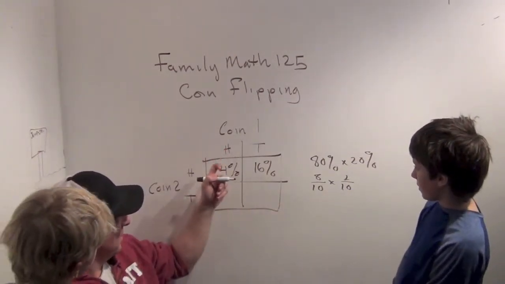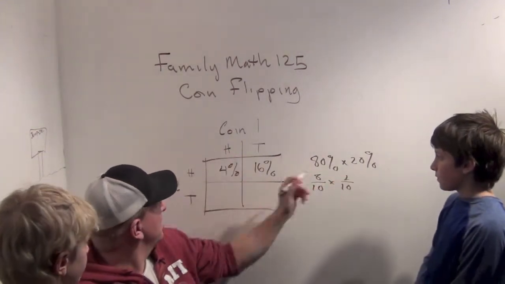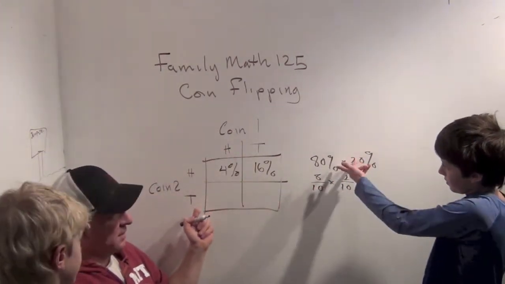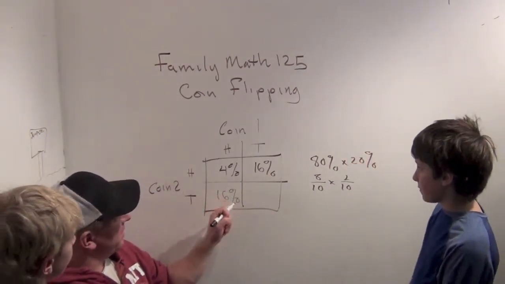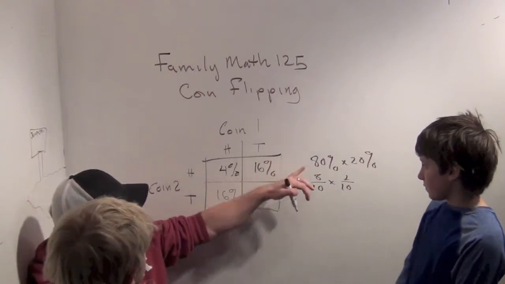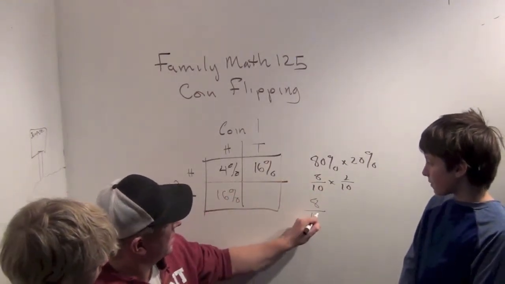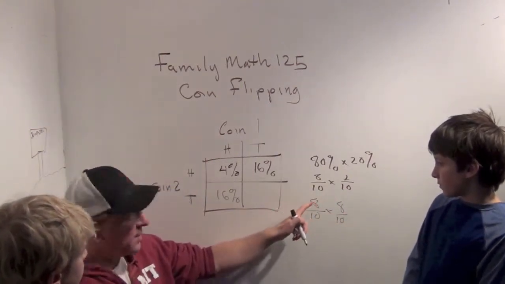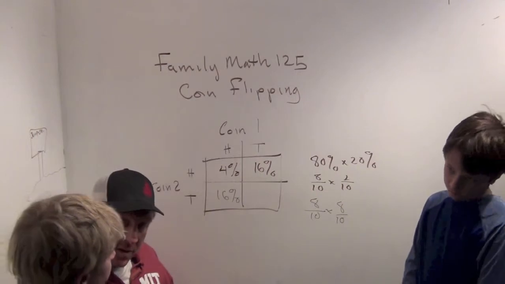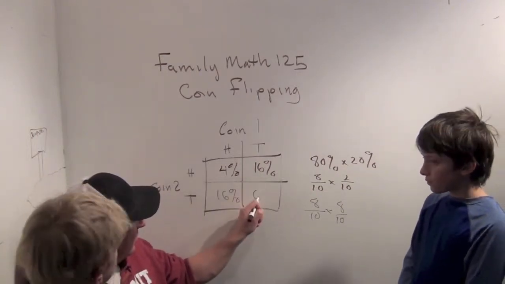Now for heads and tails. Heads is 20%, tails is 80%. Shouldn't we get the same thing? We do get the same thing because it's commutative. 16%. And then finally tails and tails should be 8 over 10 times 8 over 10. What is 8 over 10 times 8 over 10? Do you know? It's 64 over 100. Very good. Which is 64%.